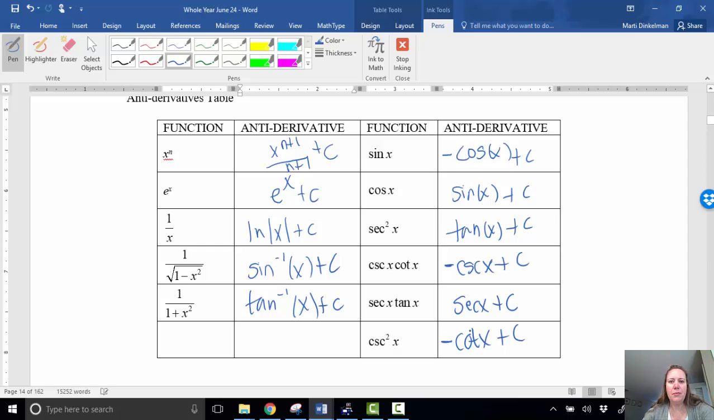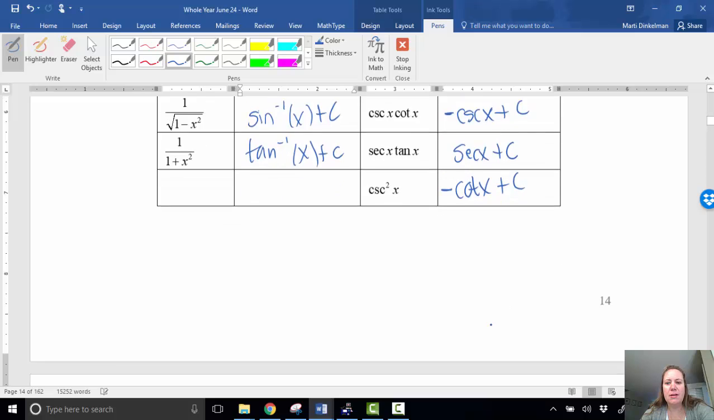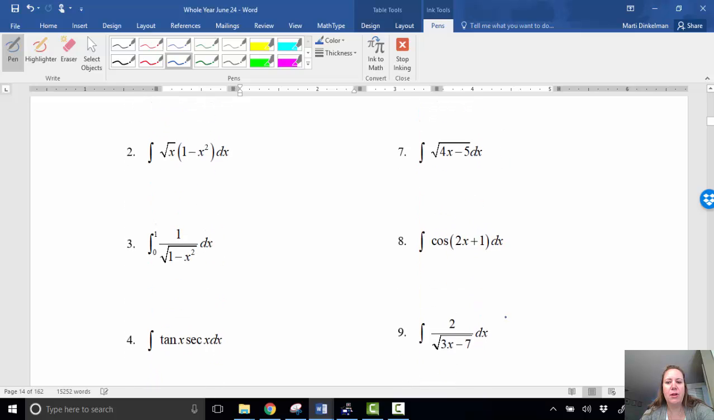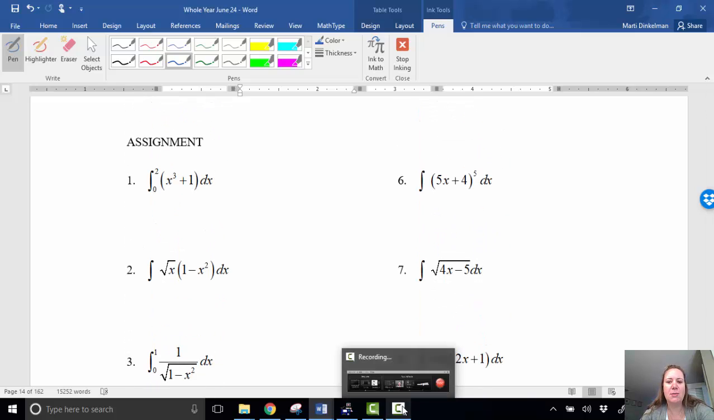So on this one for your assignment, it's just doing all sorts of different integrals just for practice to make sure we got a hold of what we're doing before we move on to some other techniques.